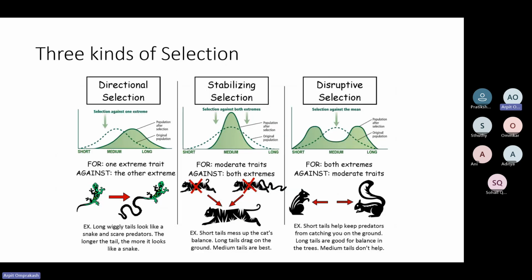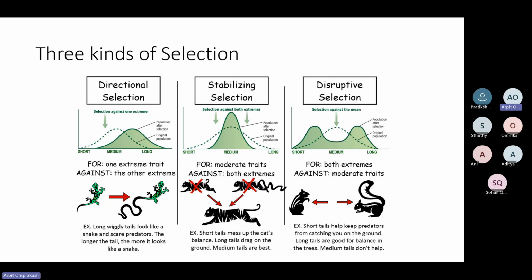There are three kinds of selection. One is directional selection, where you basically move in one direction. So this dotted line is the original population. The solid line is the population after selection. So basically, your trait is going towards one extreme, either to the left or to the right. Right.